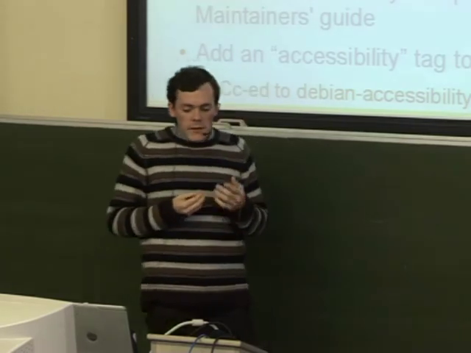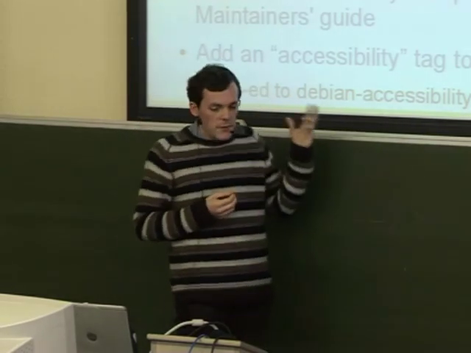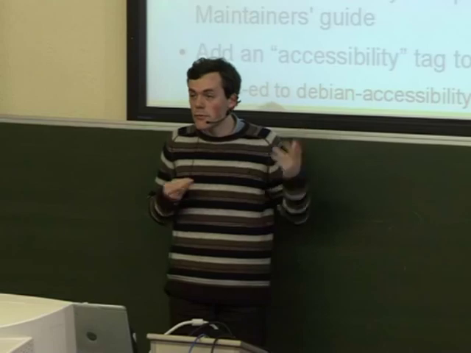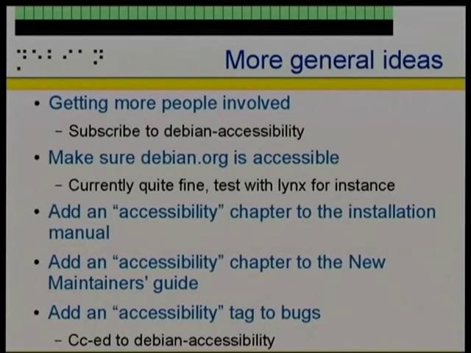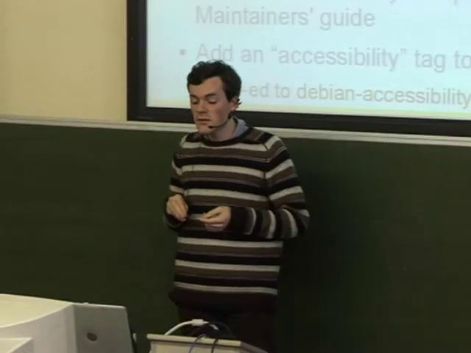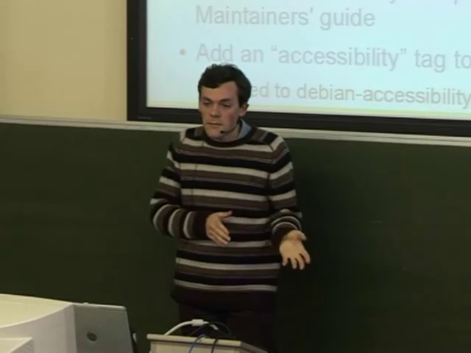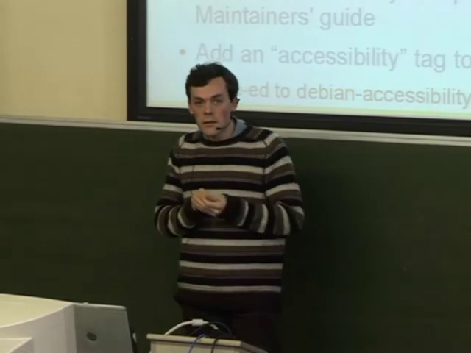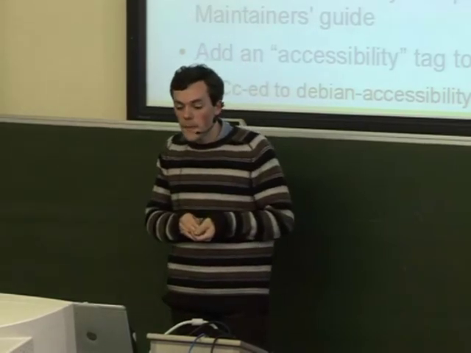We could also, for instance, add an accessibility chapter to the installation manual. Actually, I wonder why it's not there already. There was also an idea maybe to add a chapter to the new maintainers' guide, just like for a lot of stuff like internationalization and things like this. Well, this is one of the items that developers should be aware of.